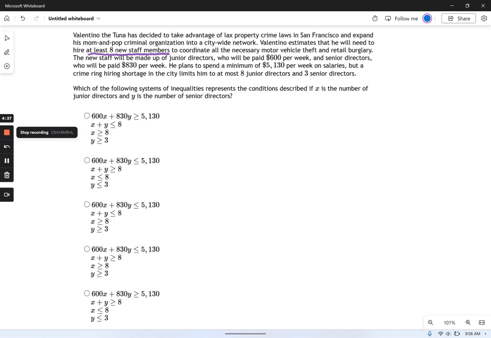The new staff, if you read on a little more, is made up of junior directors and senior directors. Okay. And X is the number of junior directors, and Y is the number of senior directors. So right here, I've pulled out from that paragraph a bunch of information related to how many juniors and how many seniors I need to hire. And the way I'm going to say that, at least 8 new staff members. If X is juniors, Y is seniors, and it has to be at least 8, well, that means greater than or equal to 8. So where do you see that equation in here?